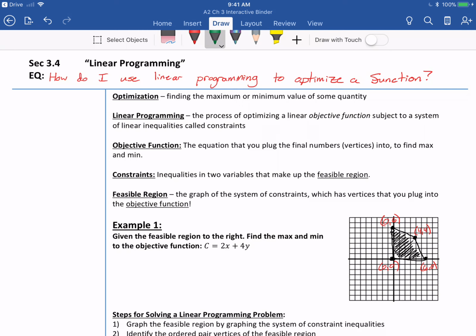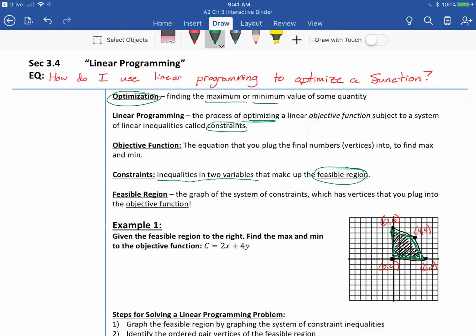So optimization, if I jump into the vocab words here, is just finding the maximum or minimum values of some quantity. Linear programming is the process of optimizing a linear objective function subject to a system of linear inequalities called constraints. These constraints are my linear inequalities in two variables that make up a feasible region. So as I look down here, this is my feasible region, that overlapping shaded region that we worked on in the last section.